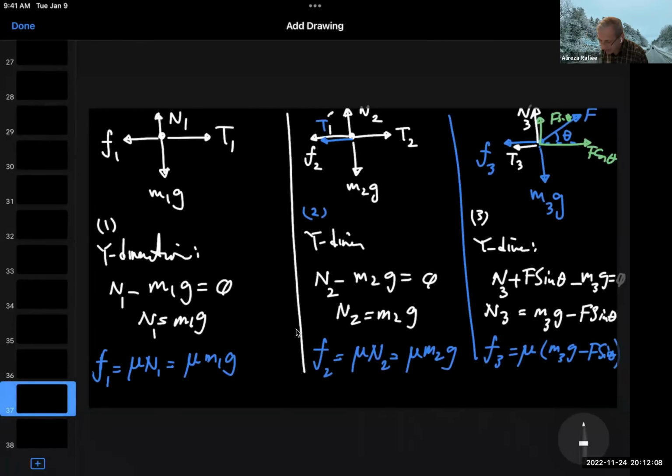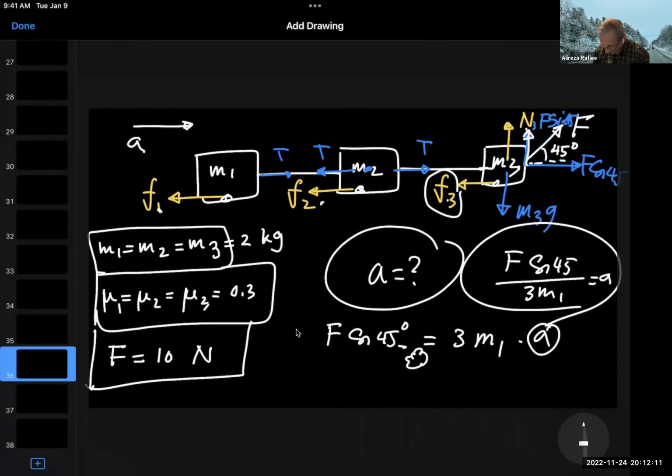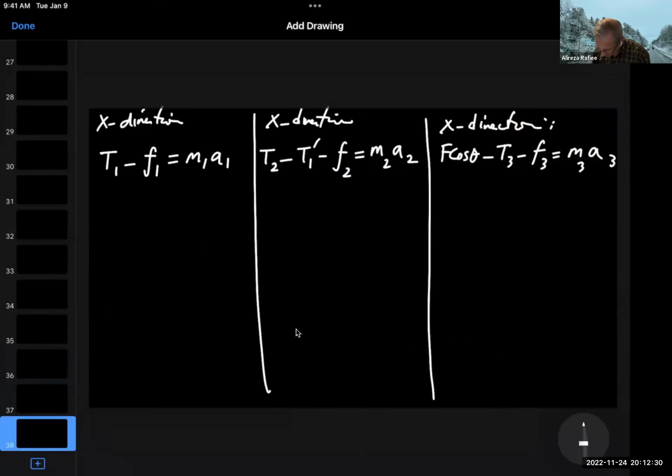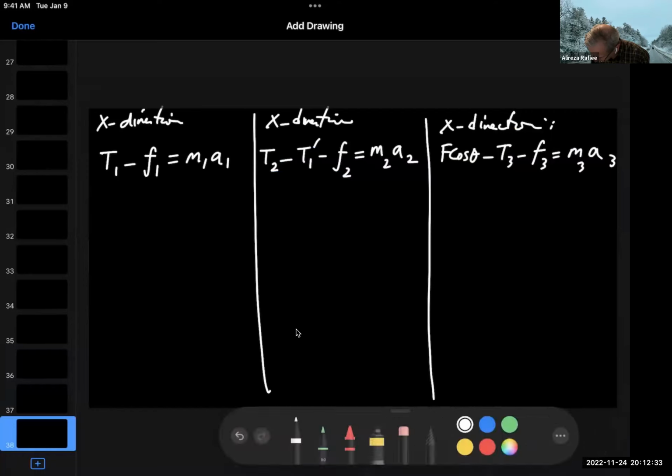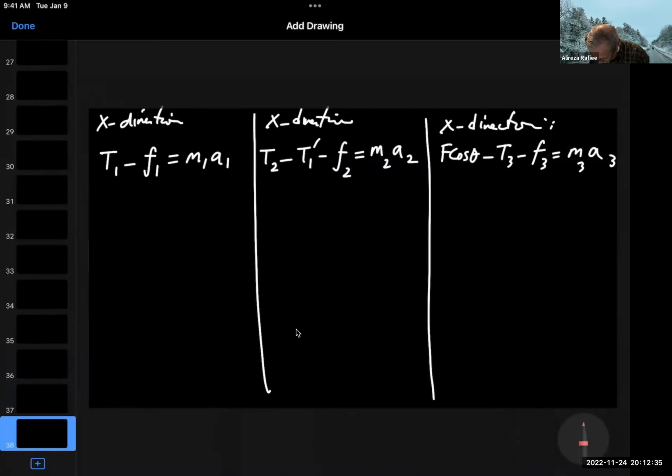Now, if the rope is connected and it's not breaking at all, that means all these three objects are moving together. So the acceleration should be the same, because acceleration is the rate of change of the velocity, and the velocity is the rate of change of the position, and the position is changing together. So I can conclude that the rope is solid, so a1 is equal to a2 is equal to a3.